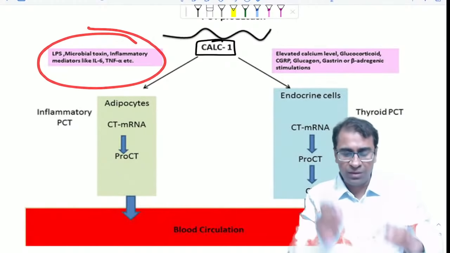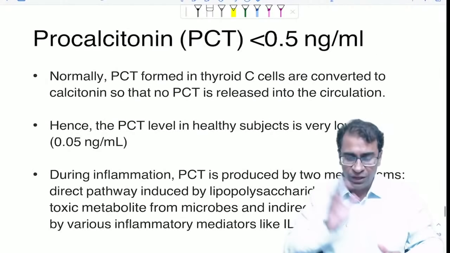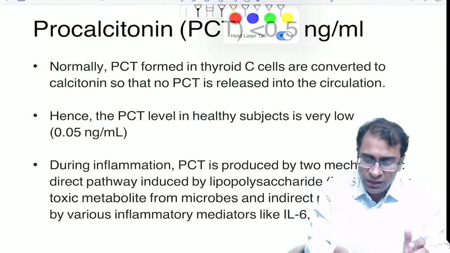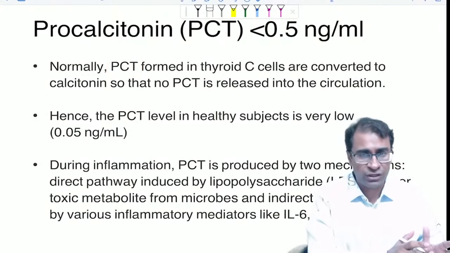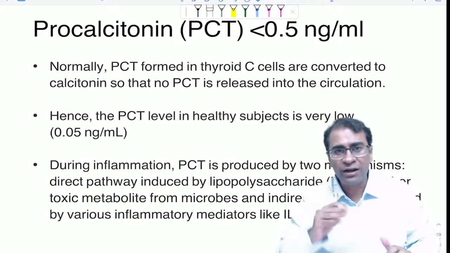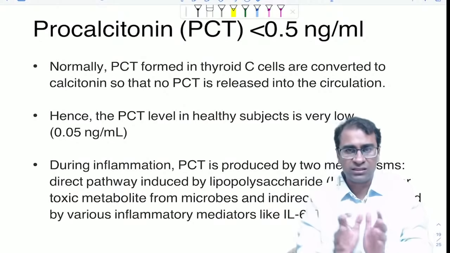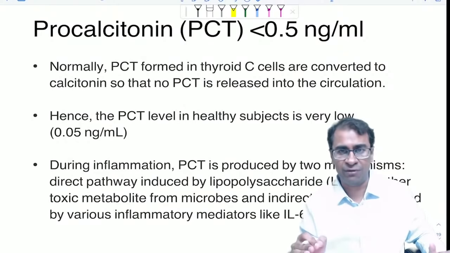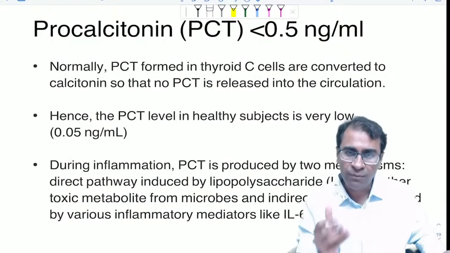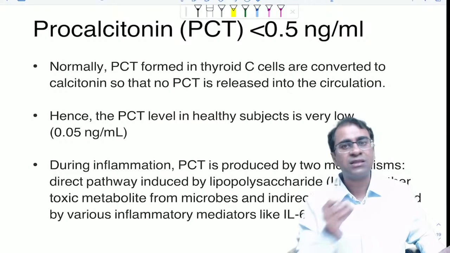Okay, one thing is clear. Now let's come back to the normal thing. Normally PCT is not found in the circulation. Normally it's not found. But if you find PCT increasing, it suggests the patient has a bacterial inflammation. Why? Because it's done by lipopolysaccharides and some cytokines.